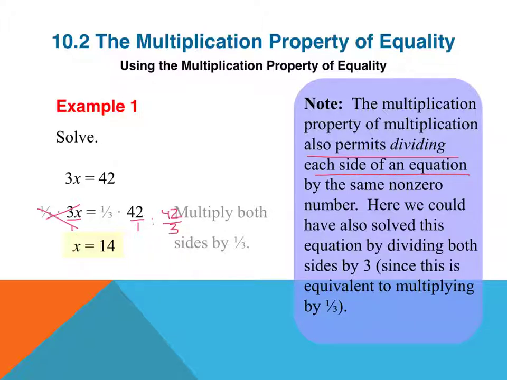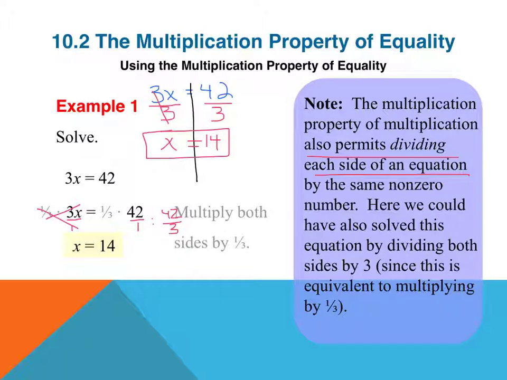Now note that the multiplication property of equality also permits dividing each side of an equation by the same number. So the more common way to solve this is if we had the problem 3x equals 42, my balance line is on the equal sign, then I would do the inverse operation. So 3 times x, the opposite of multiplying is dividing. So I would divide by 3. So 3 divided by 3 is 1, so that leaves me with 1x. And 42 divided by 3 is 14.